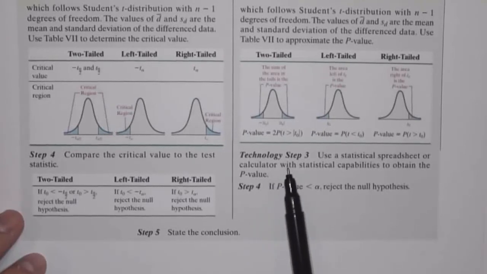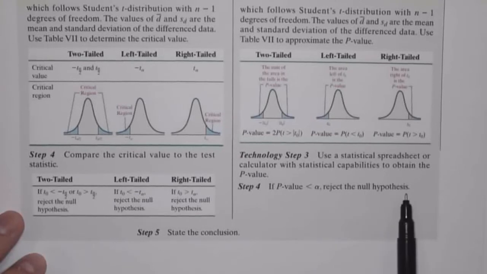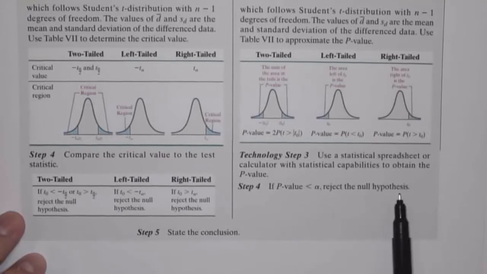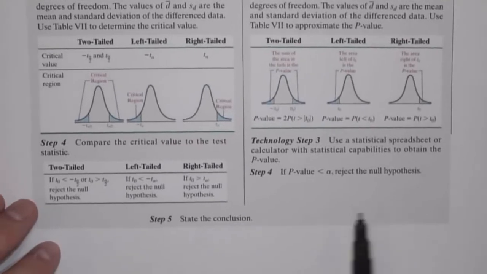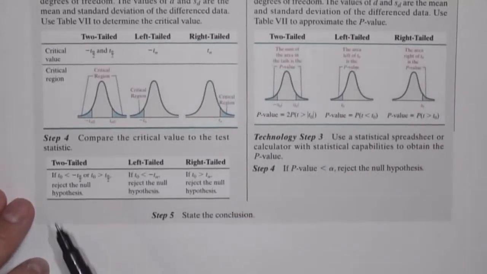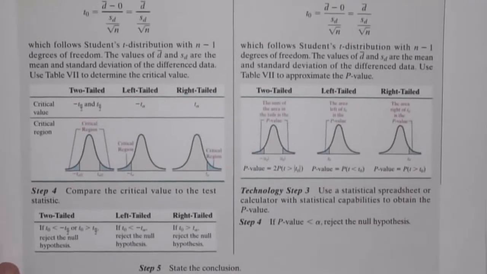Regardless of how we figure out the p-value, if the p-value is less than the level of significance alpha, we will reject the null hypothesis. But if the p-value is greater than or equal to alpha, then we will not reject the null hypothesis. And then step 5 will state our conclusion. So this process, you're going to see over and over again, we have this same process for conducting a hypothesis test. So let's take a look at an example.